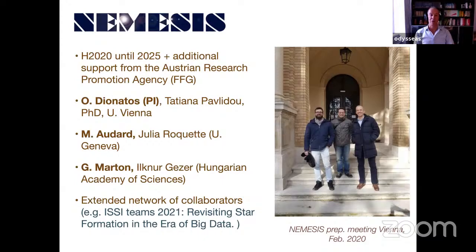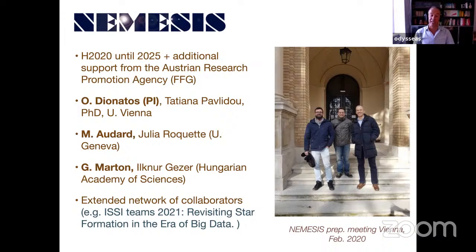So who we are, really quickly, as I'm running out of time. NEMESIS is a generously funded Horizon 2020 project. This is a European project where three institutes participate, and we're the leading institute in Vienna. I have a postdoc, Tatiana Pavlidou, who has already started with me, and a PhD student that will start soon. It was done together with my colleagues, Marco Dart and Gabor Martin from the University of Geneva and the Hungarian Academy of Sciences. This is a family photo we took before the pandemic broke out. Exactly in February 2020, we met in Vienna to write a proposal. We have additional funding also from local resources, from FFG, from smaller projects.